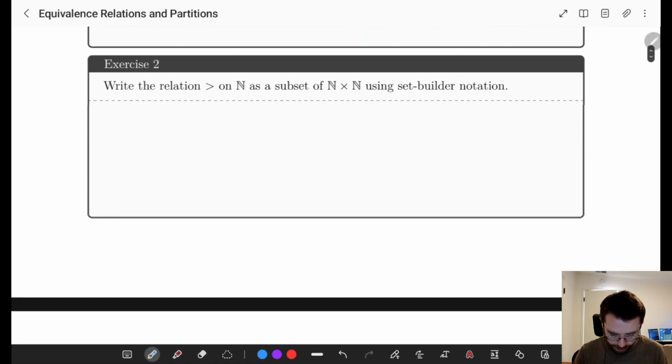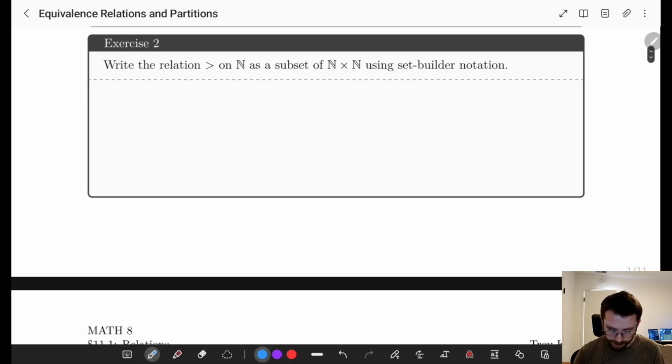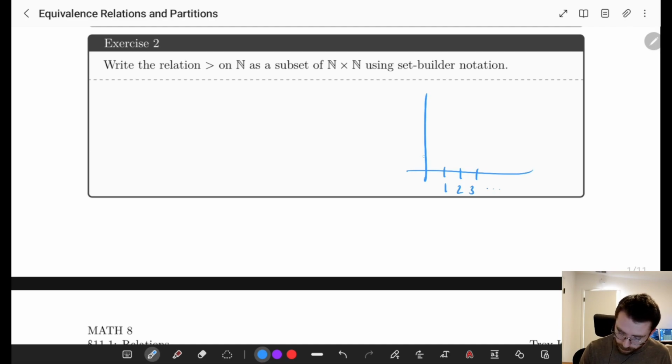All right, next exercise. Write the relation greater than on the natural numbers as a subset of N cross N using set builder notation. We can sketch this if we want. So again, you can draw a little Cartesian product. Of course, in this case, the natural numbers go on forever, so I'll put dot, dot, dot. Maybe I'll include 4 in here just to keep adding to it. Okay. What does this look like as a Cartesian product?